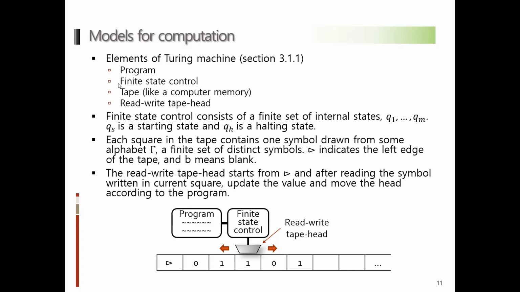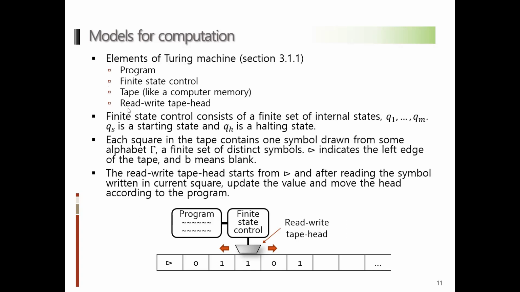Of course, the modern computer does not work in this way, but this is one proposal from Alan Turing, who was the main theme of The Imitation Game movie. And then what he proposed is the following. When he considered the computer, the computer will be composed of these four components.